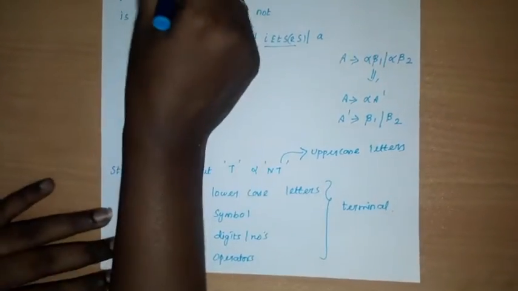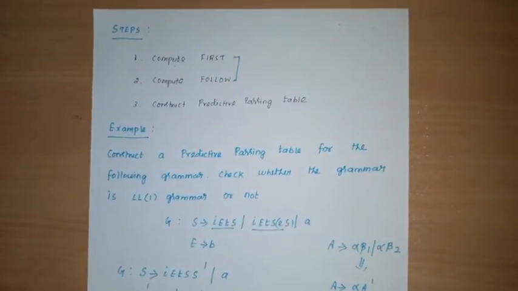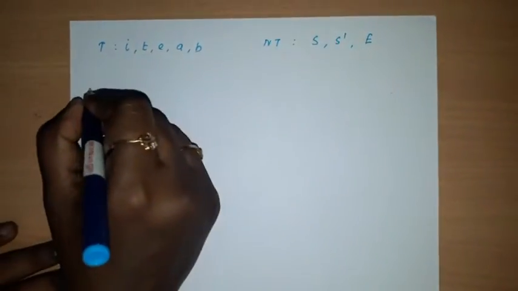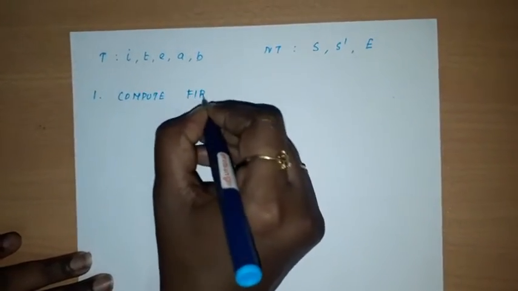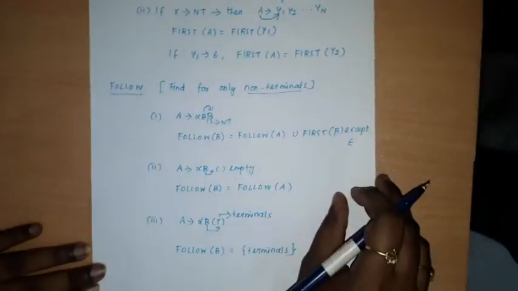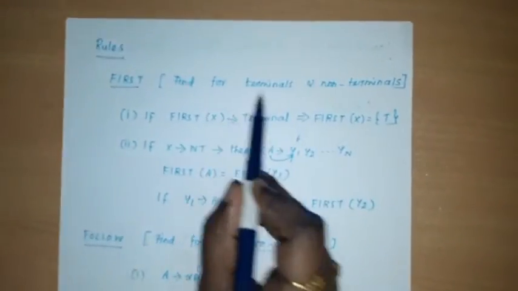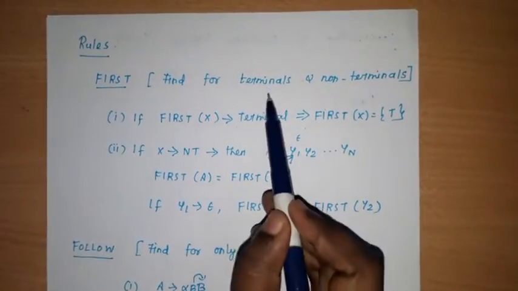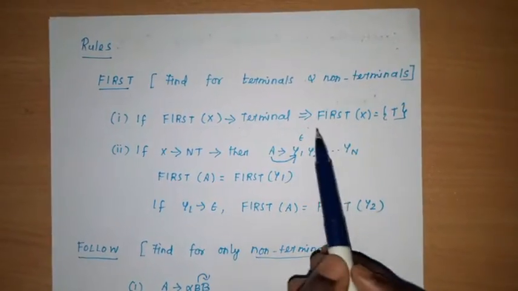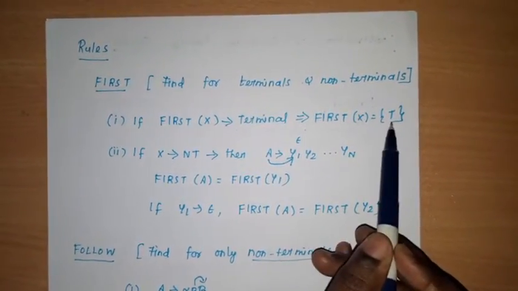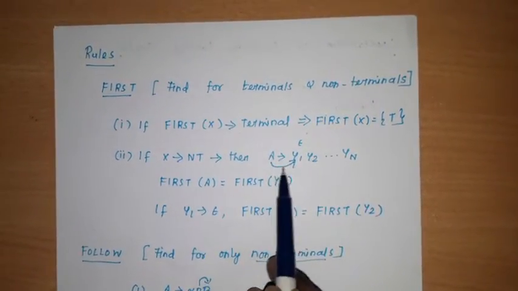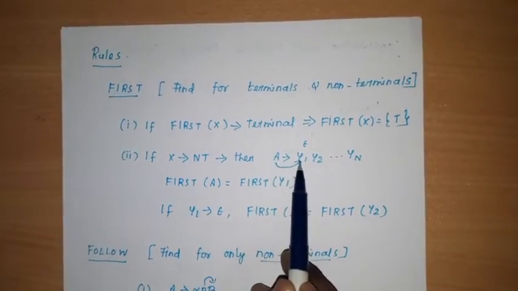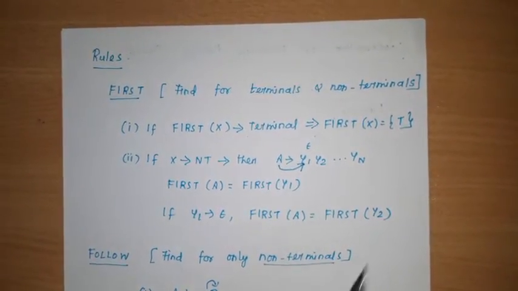Then we are going to compute the first value. Now compute first value. There are 2 rules in first, for terminals and non-terminals. We have listed out the terminals and non-terminals in the grammar. So if X is a terminal, write the terminal value as it is. If it is a non-terminal, find the first terminal value in the right side production of that grammar.